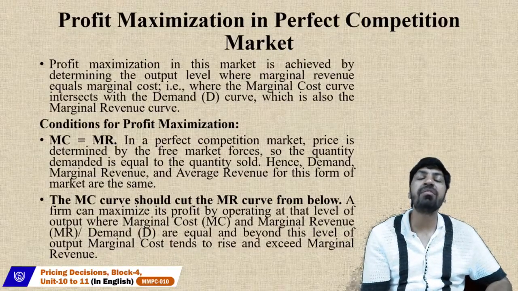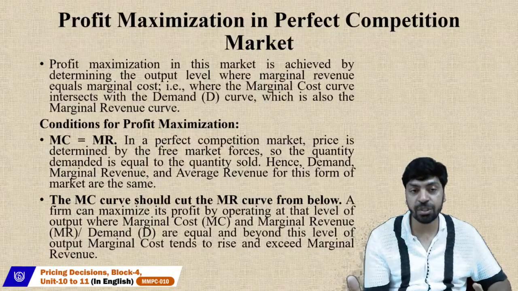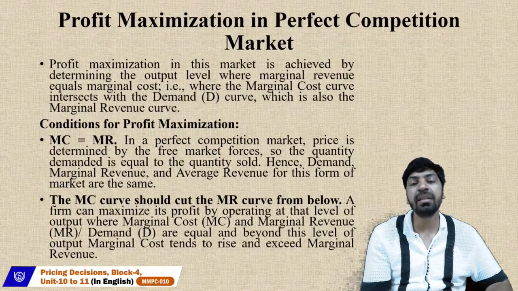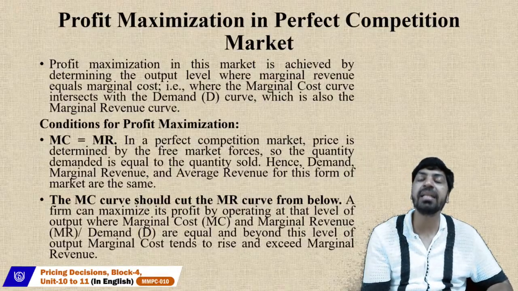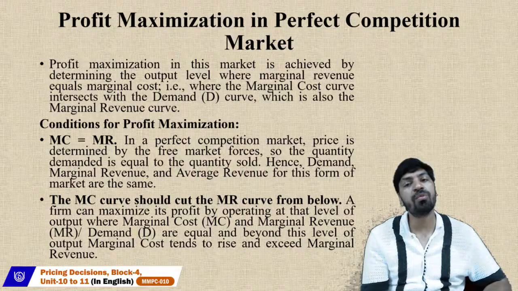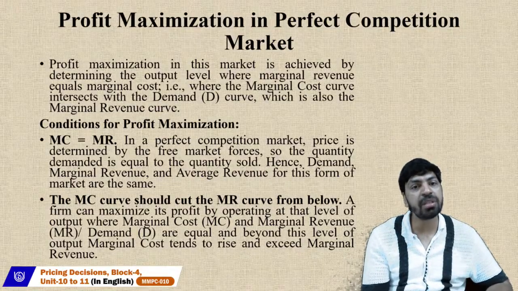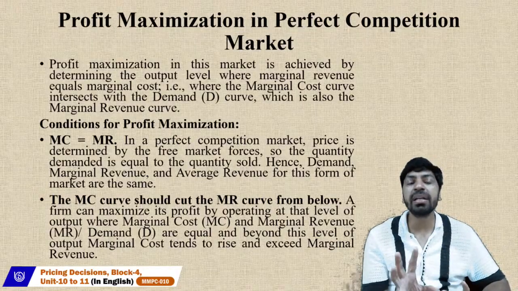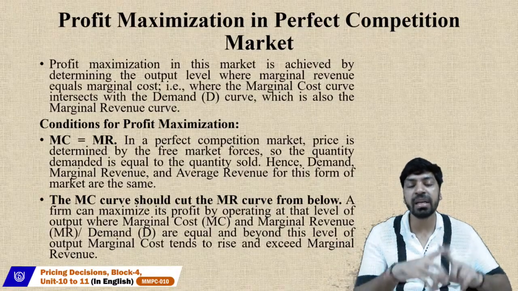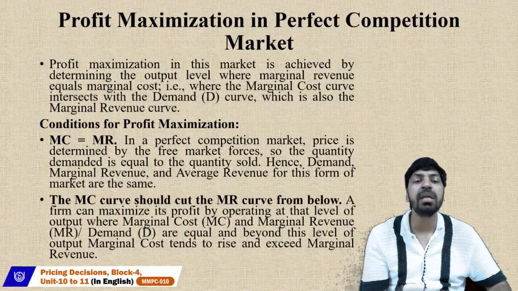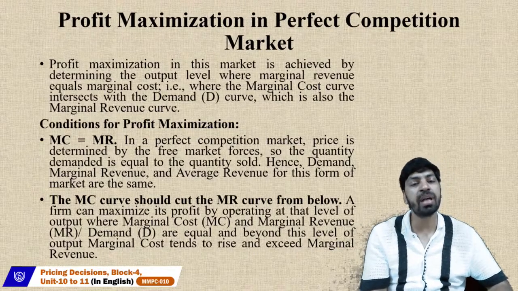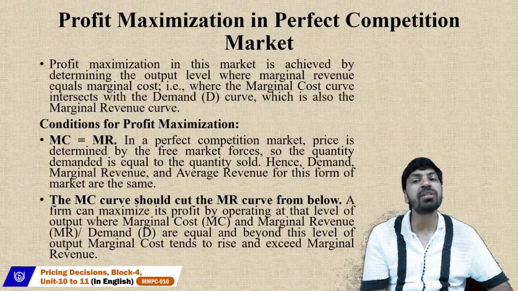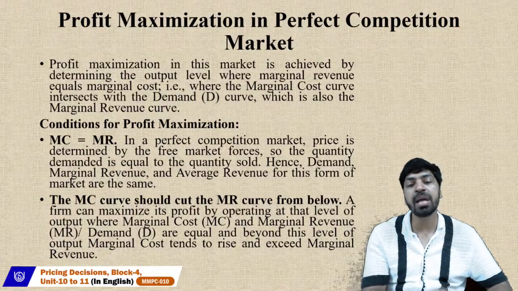Profit maximization in a perfect competition market. There are two main conditions where the profit could be maximized. The profit maximization condition in this market is achieved by determining the output level where the marginal revenue is equal to marginal cost, and the marginal cost curve intersects the marginal revenue curve. If these two conditions are fulfilled in a particular diagram or market, then of course profit maximization can occur. So these are the two main conditions: MC, marginal cost, is equal to marginal revenue, and the marginal cost curve intersects the marginal revenue curve.